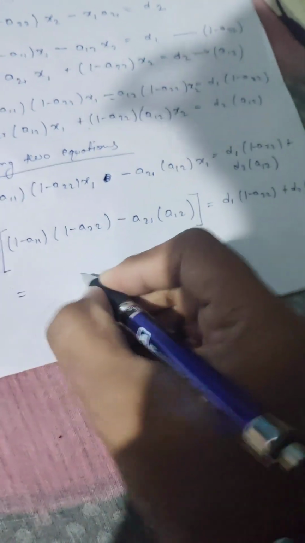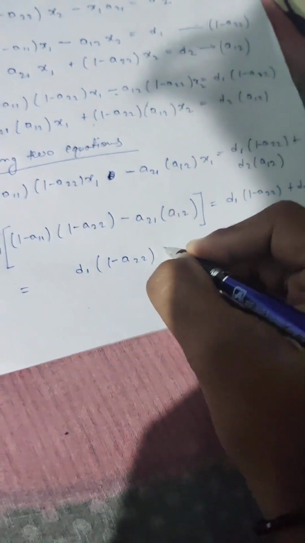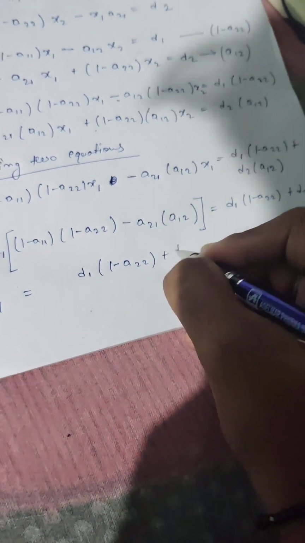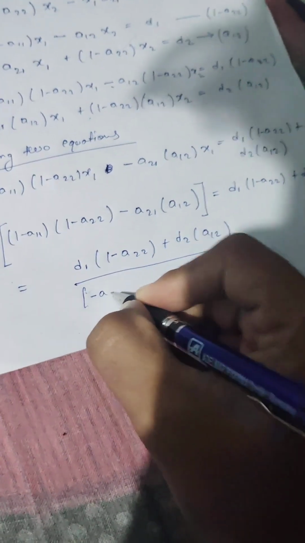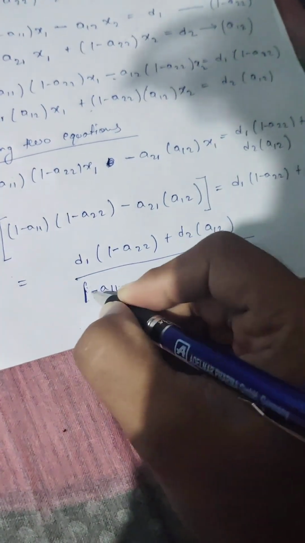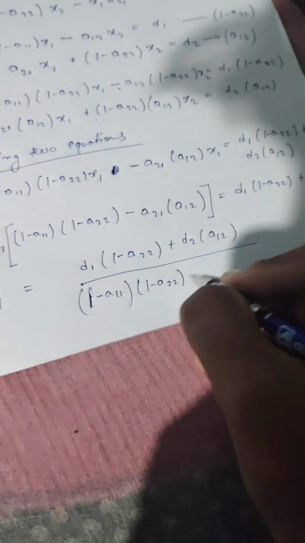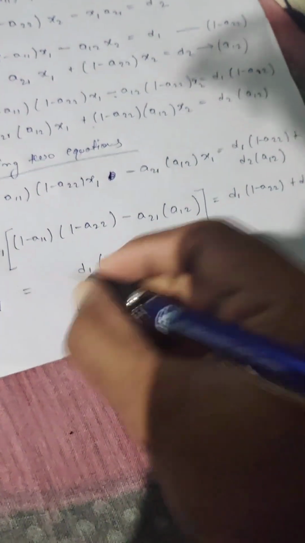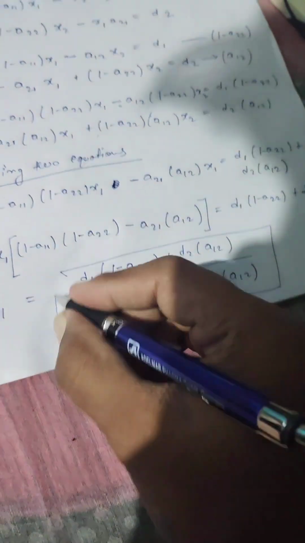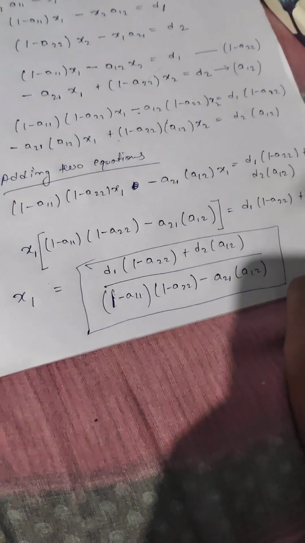So X1 is equal to D1 multiplied by 1 minus A22 plus D2 multiplied by A12, divided by 1 minus A11 multiplied by 1 minus A22 minus A21 multiplied by A12. We found our X1 using the substitution and elimination method.